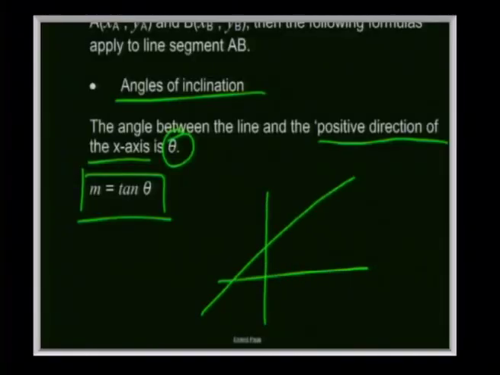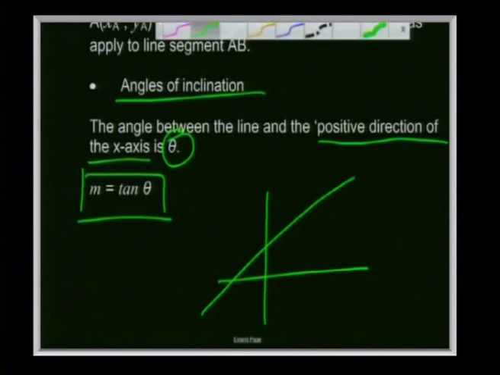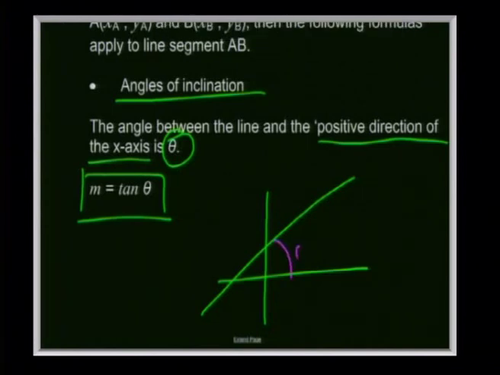There I have a Cartesian plane with a straight line. That angle over there is going to be theta, the angle between the positive direction of the x-axis and the line. That is going to be theta. All right, here we go.